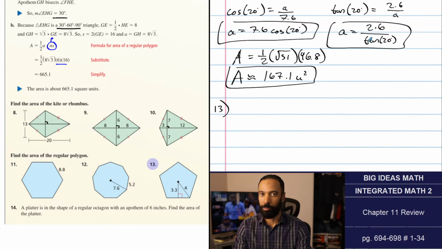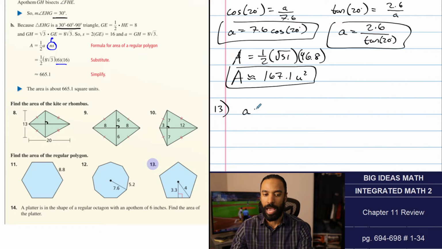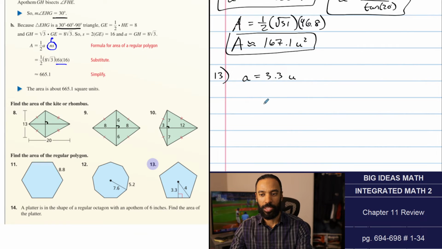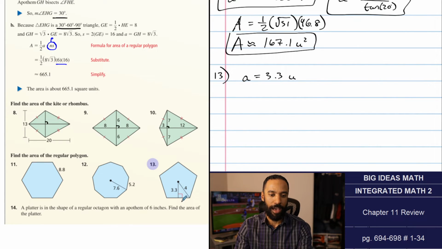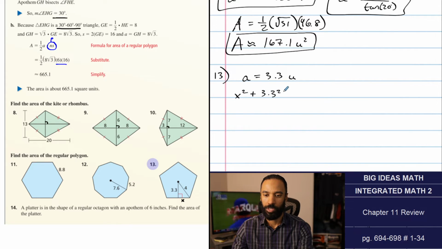We have to basically find the perimeter. We have the apothem. The apothem is 3.3 units. The perimeter is based off a side length. Now, if I call this half a side length x, like that, x squared plus 3.3 squared is 4 squared.